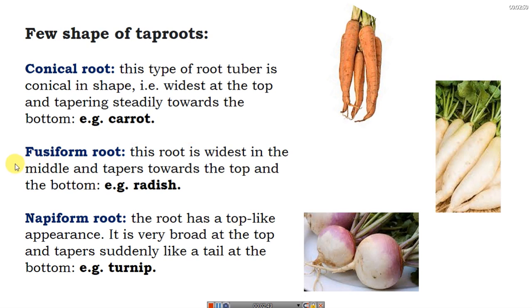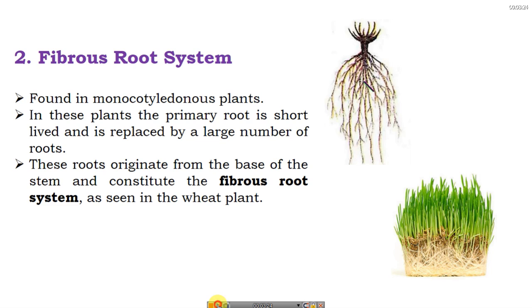And the second type of the tap roots that store food are the fusiform roots, and these are the widest in the middle and they taper at both the ends, like radish. And the third shape that is assumed by the tap roots after storage of nutrition is the napiform roots. These roots have a top-like appearance. They are very broad at the top and taper very suddenly at the bottom. Example is the turnip.